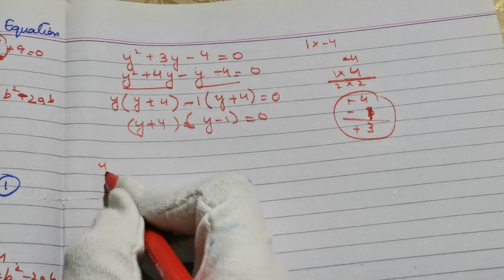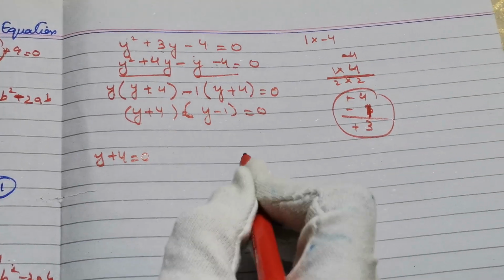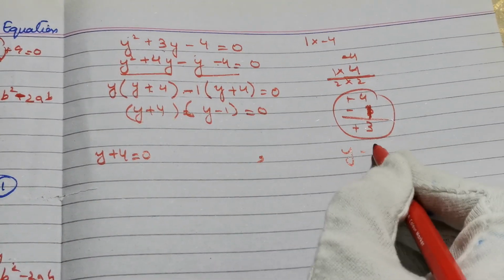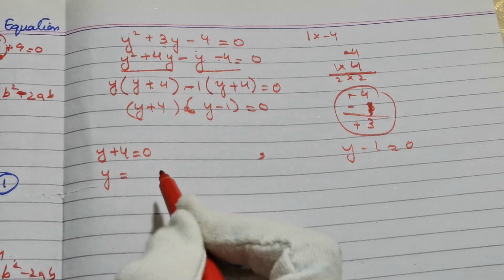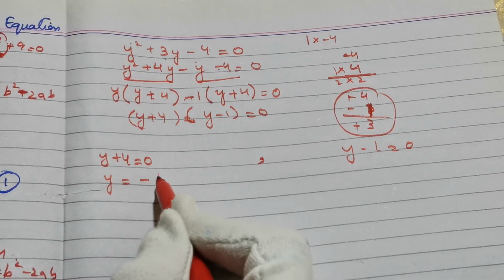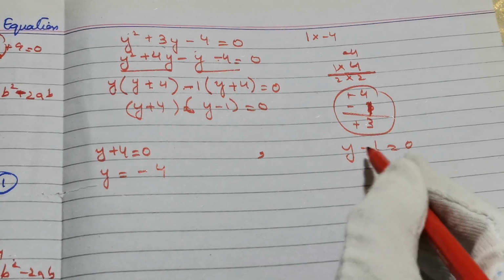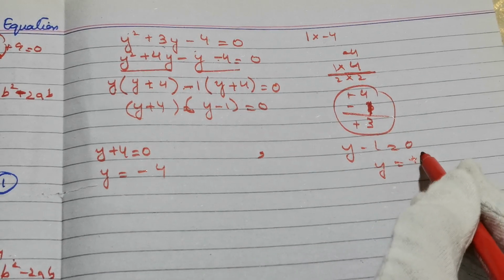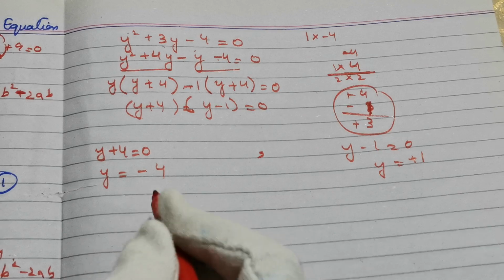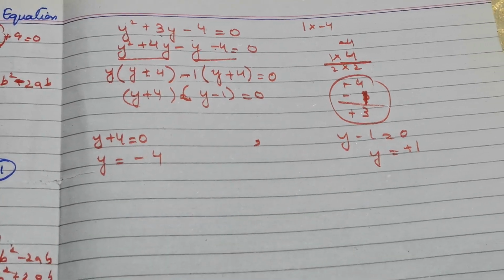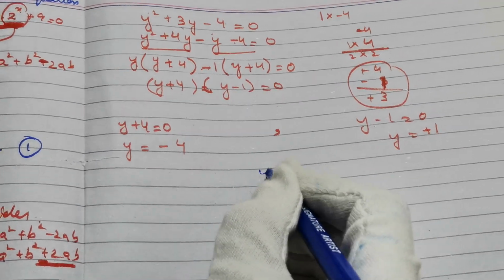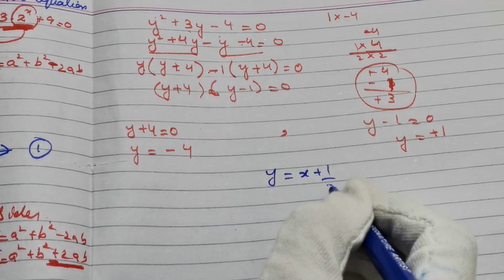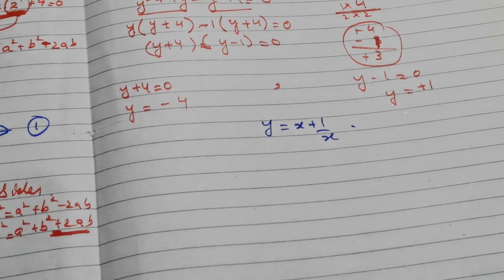Now first of all we'll take y plus 4 equal to 0, and next we'll take y minus 1 equal to 0. Y is equal to negative 4, because when taken to the right side, positive becomes negative. Y is equal to positive 1, because when taken to the right side, negative 1 becomes positive 1. Now here we consider y is equal to x plus 1 by x. So we put y is equal to x plus 1 by x.